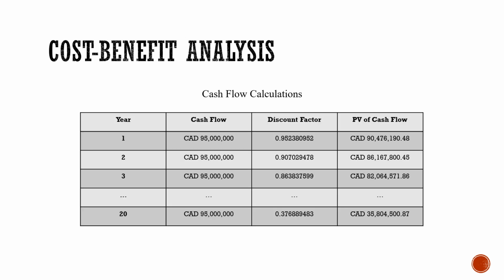So this is a chart for my cash flow calculations. Cash flow would be the annual expected revenue minus the annual operating costs, and PV, which is the present value of cash flow, was calculated as the cash flow multiplied by the discount factor. The discount factor is the mathematical equation 1 over 1 plus the discount rate to the power of the year for which you calculated.